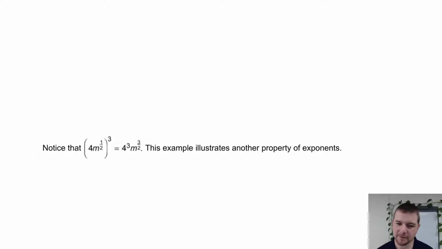You should notice that (4m^(1/2)) raised to the third equals 4 to the third times m^(3/2). This example illustrates another property of exponents, and something of a shortcut we can use instead of expanding the expression before simplifying.